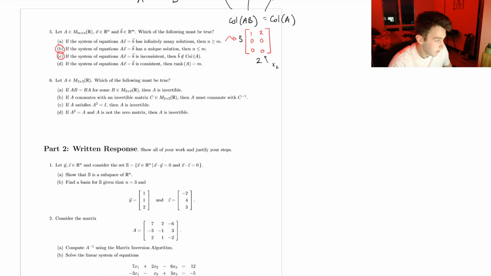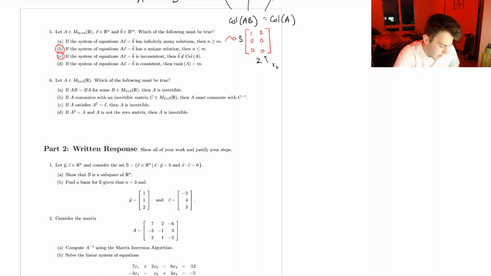Question 6, we have, let A be a square matrix. Which of the following must be true? 6a, if AB equals BA for some B, which is also a 2x2 matrix, then A must be invertible. So this is not true. It's telling us that A and B are commutative, right? We can switch the order of the multiplication, and it doesn't matter. And then it says that A must be invertible. But matrices being commutative doesn't have anything to do with one of them being invertible or not. So we don't have enough information, and A is not true.